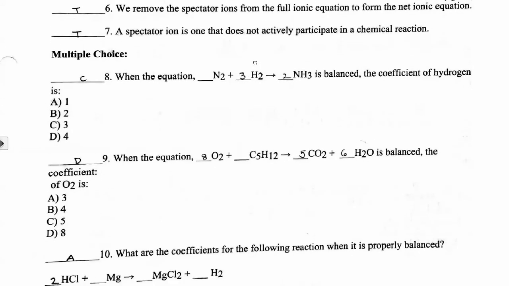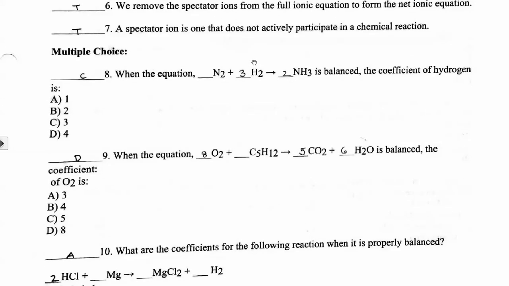Six, we remove the spectator ions from the full ionic equation to form the net ionic equation. True. A spectator ion is one that does not actively participate in a chemical reaction. That is true. They spectate, they watch, but they're not actually involved.